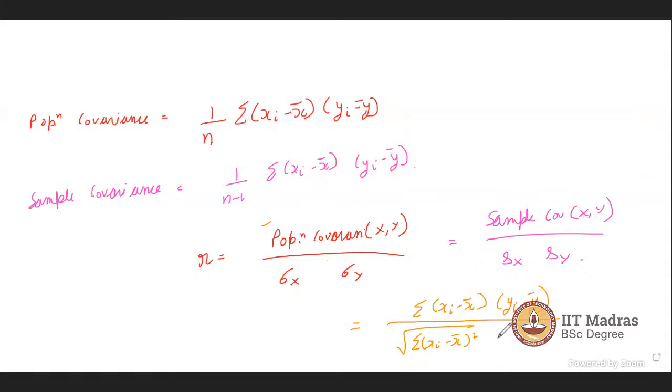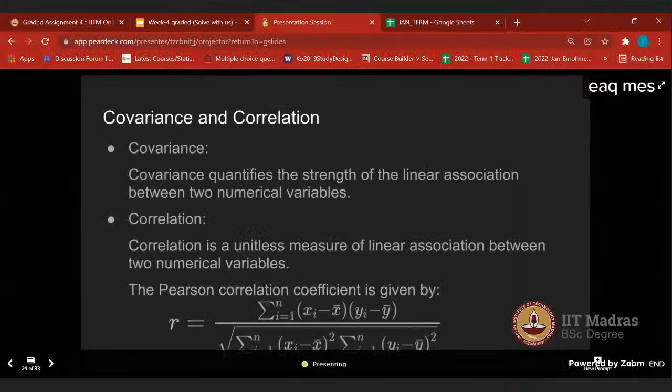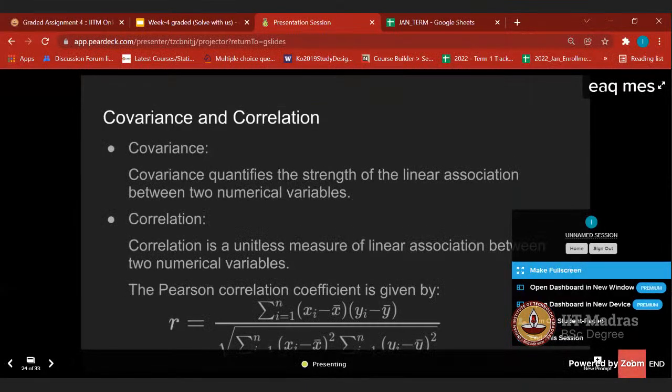These are the three formulas for the correlation coefficient you can use. Okay, moving on to the question now.